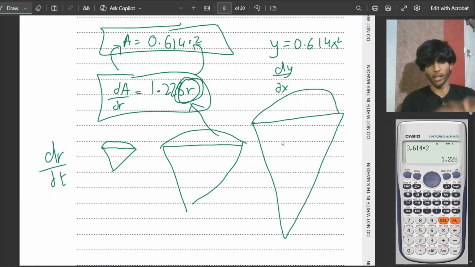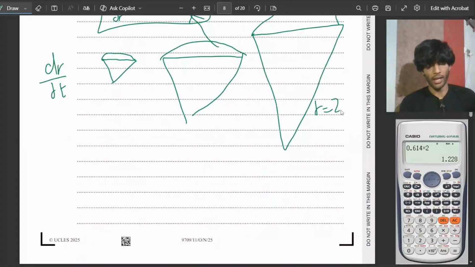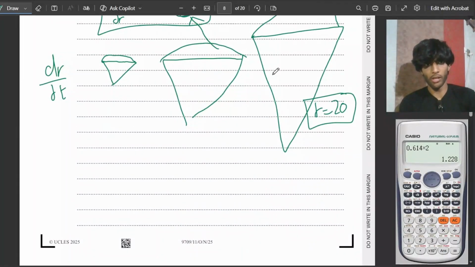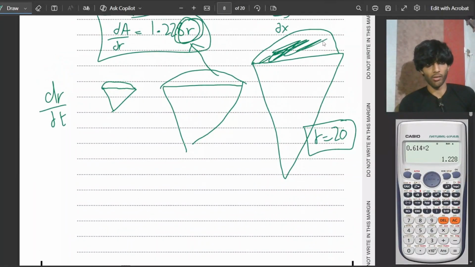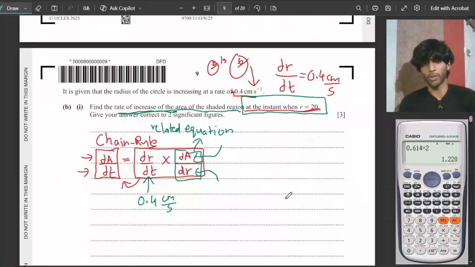And so what they're asking you is that at one particular time the radius is going to be 20, and at that particular instant, that's where we want you to find the rate of change, or the dA by dt, of this particular shaded area. So this r, you go ahead and put in this equation over here in place of r. Because if you think about it, there's no other place you can put it in, okay?